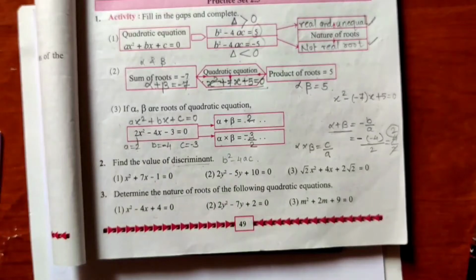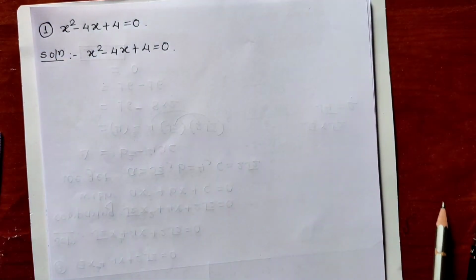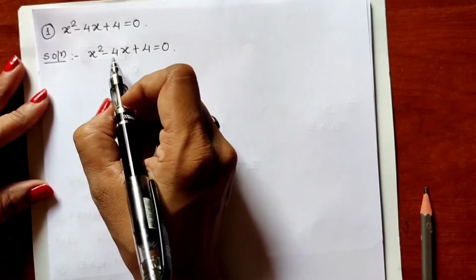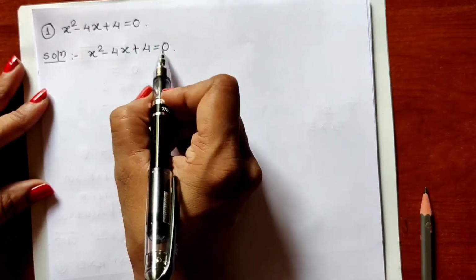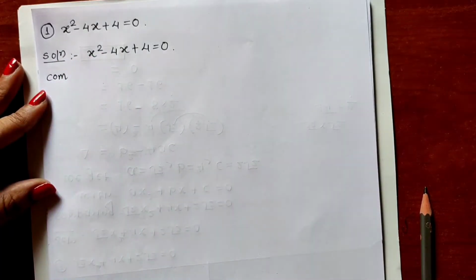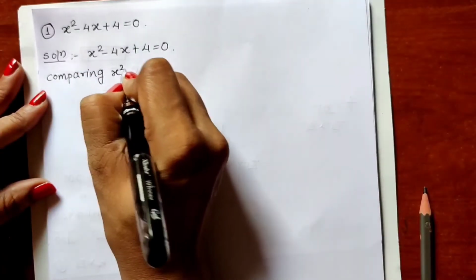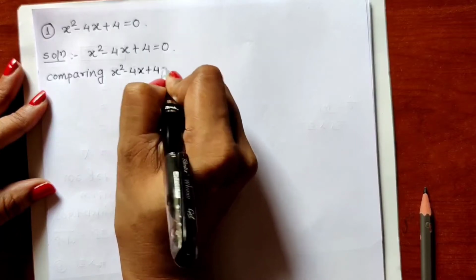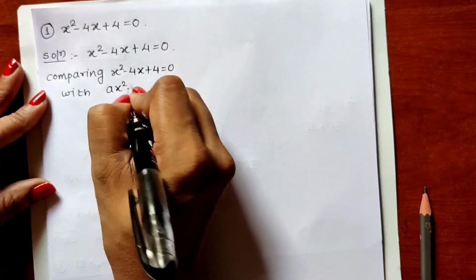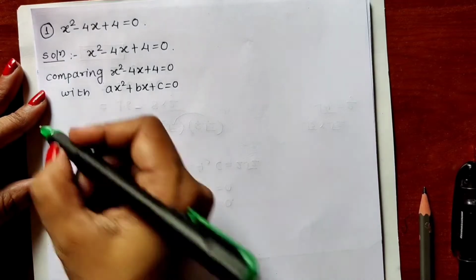So let us solve. First sum is x square minus 4x plus 4 is equal to 0. As we all can see, all the terms are on the left hand side. It is in the general format of ax square plus bx plus c is equal to 0. So directly we can compare. Comparing x square minus 4x plus 4 equal to 0 with ax square plus bx plus c equal to 0. Get the values of a, b, c.